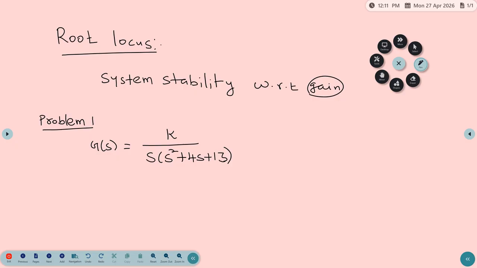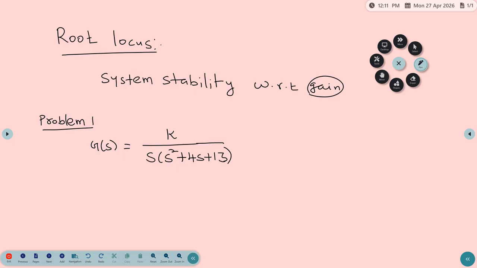So in our root locus, we are going to make some graph. From the graphical or visualization analysis, we can see how we can make the changes, in what way we can make the changes, in order to achieve a stable system. So that's why we are using our root locus.